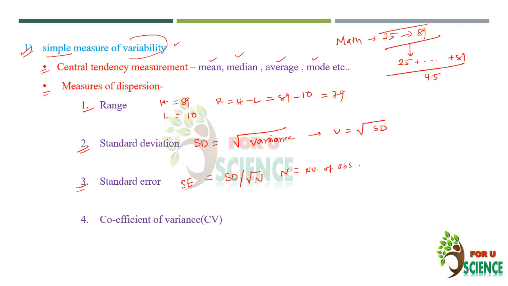Then we can see the coefficient of variation, that is the CV. We calculate it as the standard deviation divided by x, where x is the mean of the sample. One simple conclusion we can say is that if the coefficient of variation is more, then the sample is more variable.